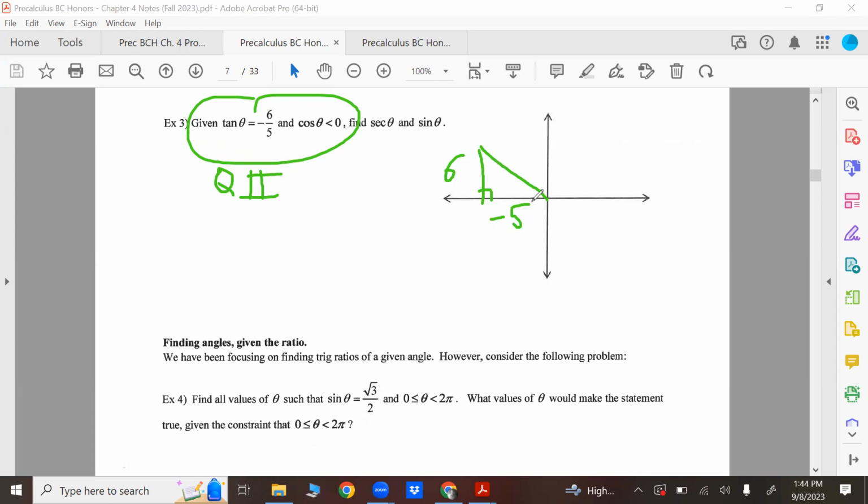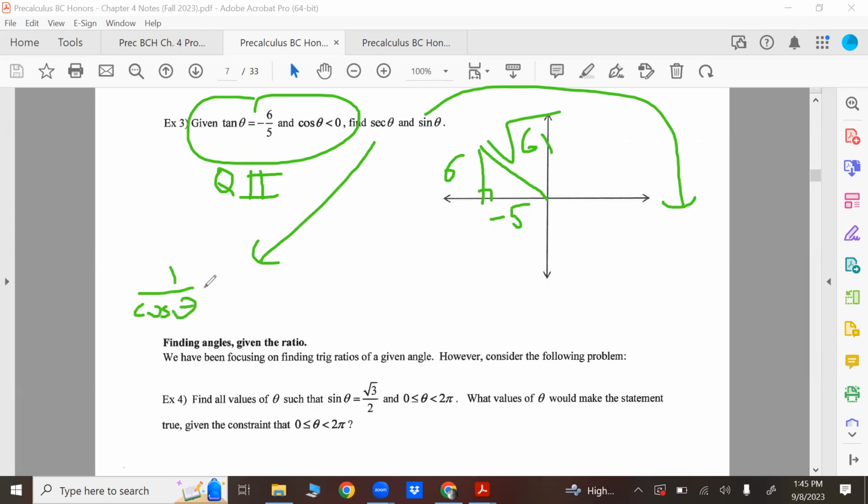Hypotenuse is what, guys? Root 61. Keep it all in exact form. And then instead of doing all 6 trig functions, we'll just do the ones that the instructions ask for. So secant is 1 over cosine theta. Cosine is negative 5 over root 61, so secant is negative root 61 over 5.